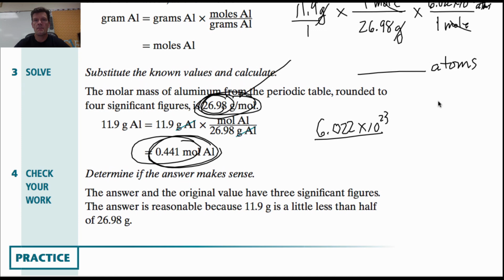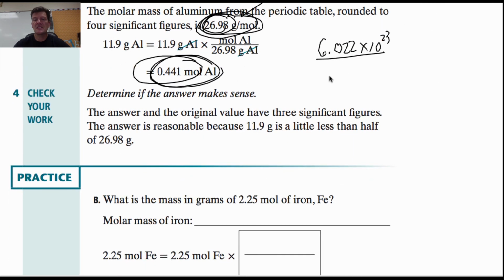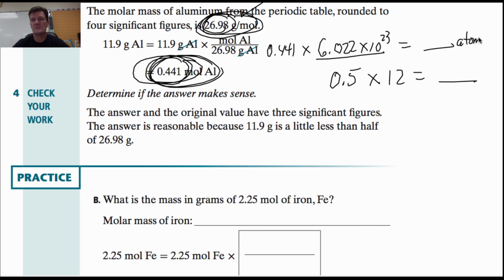Okay? Don't forget, mole is just a number. It's like a dozen. If I say I want half a dozen, then you would take half times 12 to find out how many donuts that is. Same thing with moles. If you have 0.414 moles, you would just multiply by Avogadro's number to find out how many actual atoms that is. Okay?